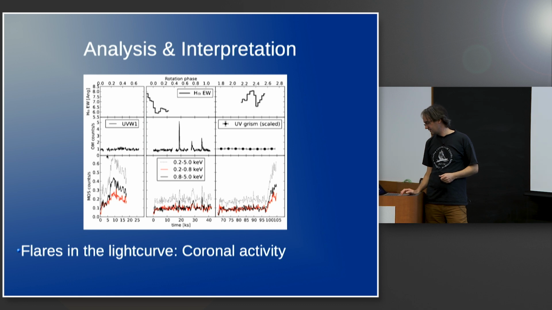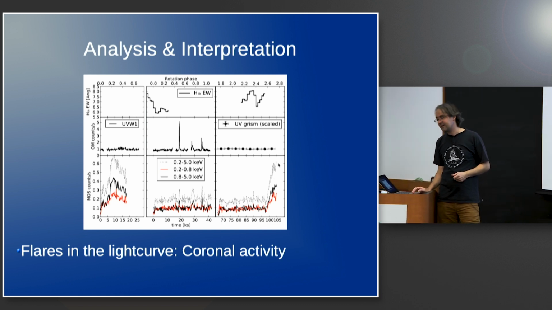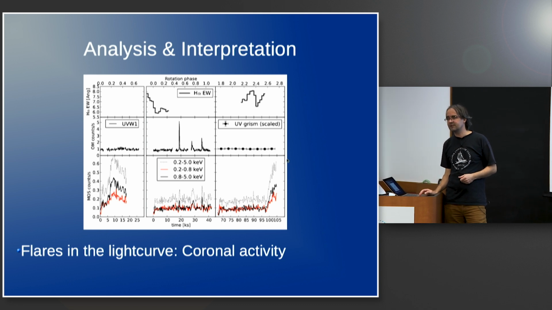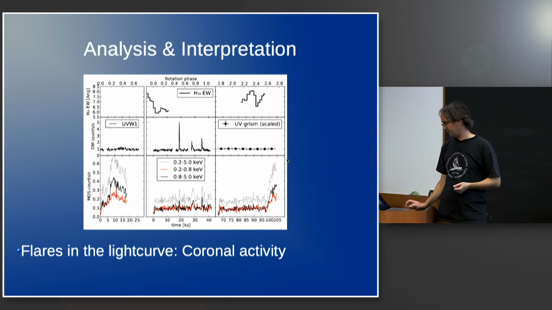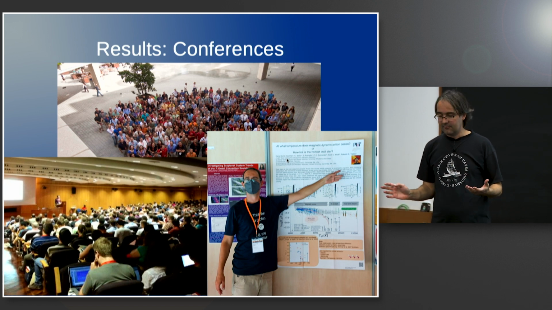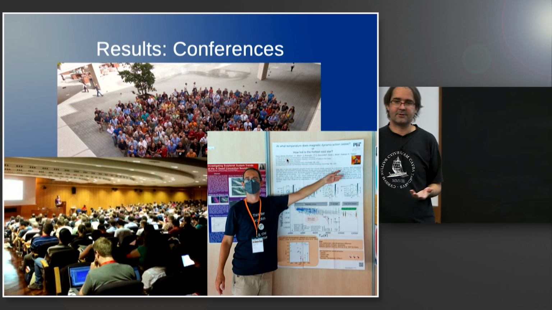Okay, and then we try to interpret it. In this particular case, this is IM Lup. There are these flares here in the UV, and there are flares in the X-rays here that suddenly become a lot brighter. And so that tells us something about the magnetic field of the star. And then, what do we do with these results? Well, we tell people about it.